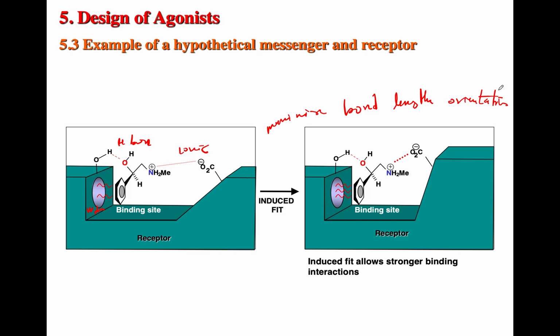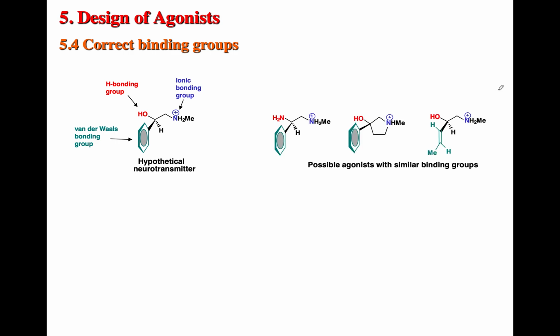So that induced fit is going to allow for stronger binding interactions. As we keep looking at the design of agonists, we mentioned it needs to have the correct binding groups. In the case of this hypothetical neurotransmitter here, you have a hydrogen bonding group, a van der Waals bonding group, and then an ionic bonding group. So these possible agonists are here. As you can see, you maintain the possibility of having the van der Waals interactions.